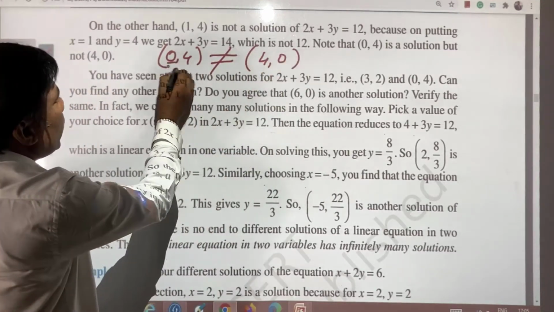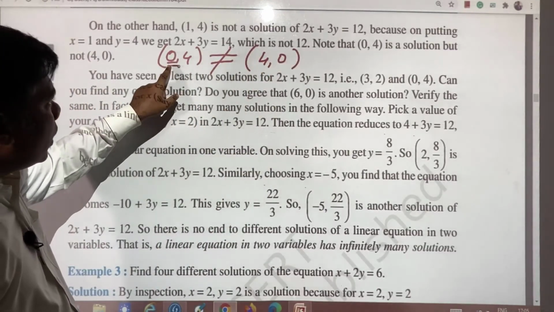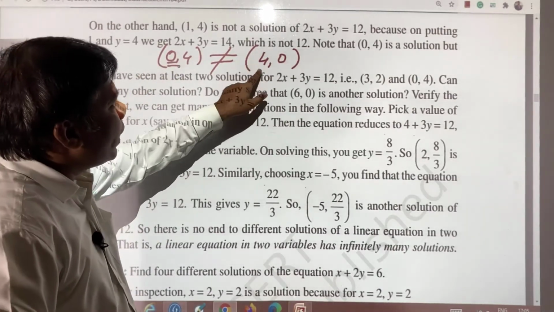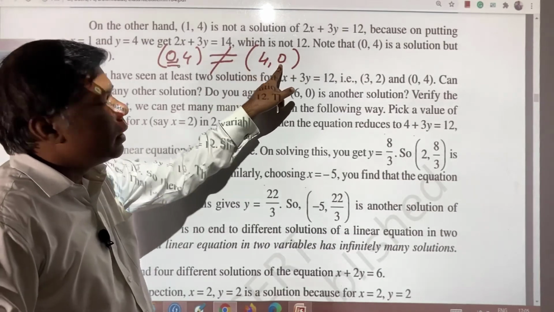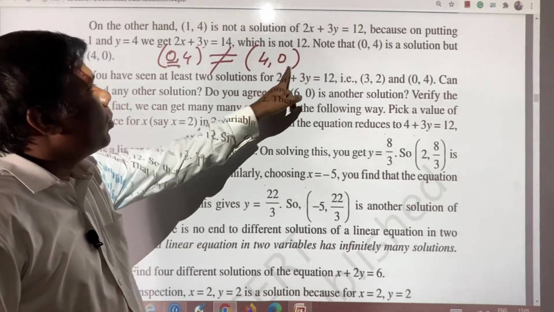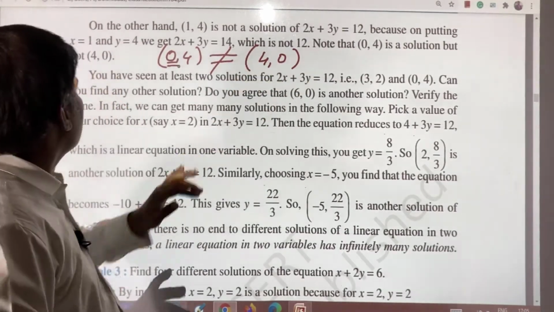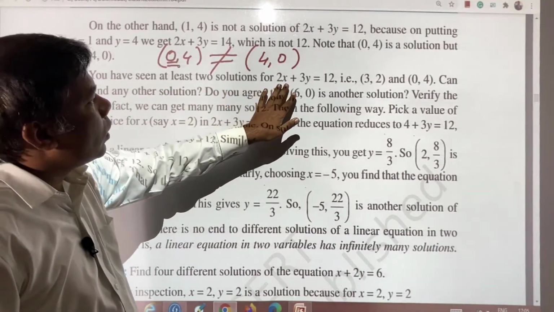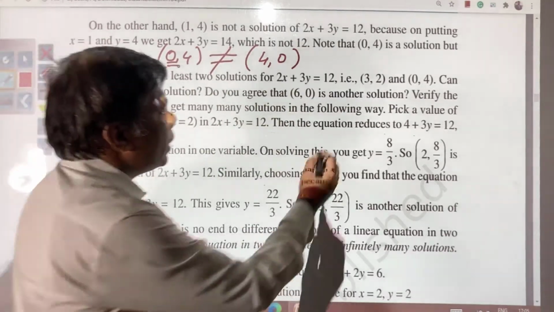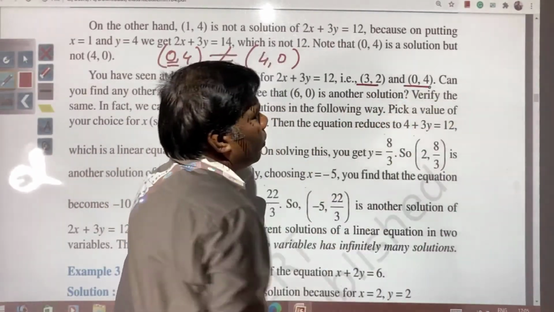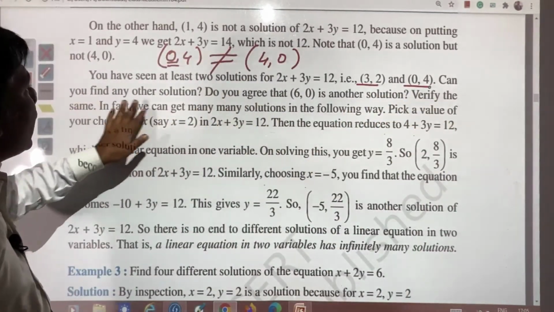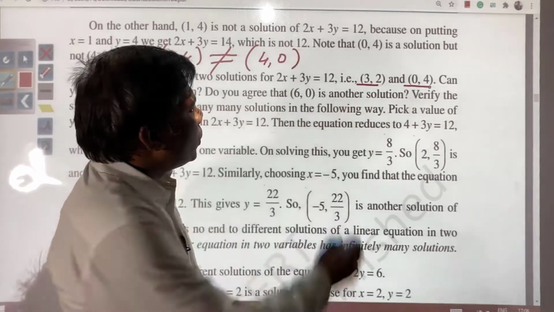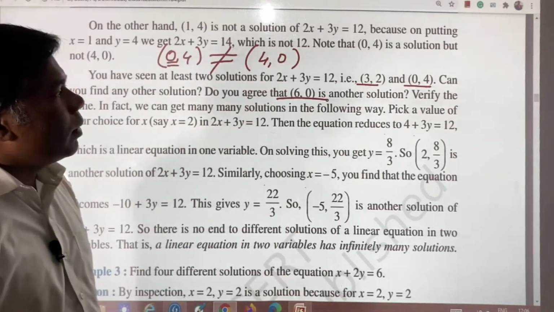Here we write the value of x and then y. So here the value of x would be 4 and here y is equal to 0. So if you are putting this value, you will not get the solution. You have seen at least two solutions for 2x + 3y = 12, that is (3, 2) and (0, 4). Can you find any other solution? Do you agree that (6, 0) is another solution? Put the value and find out and verify.